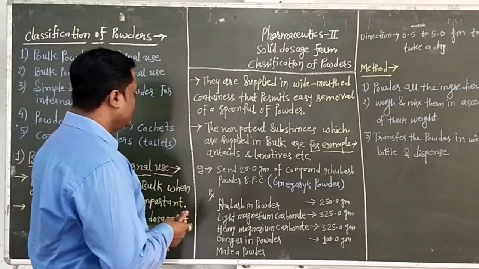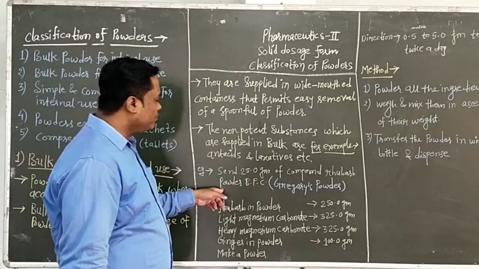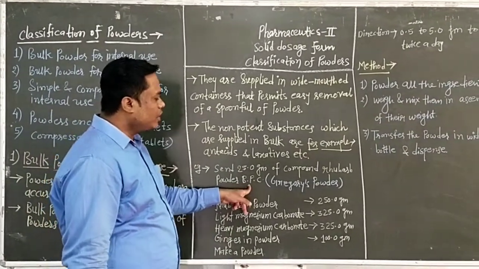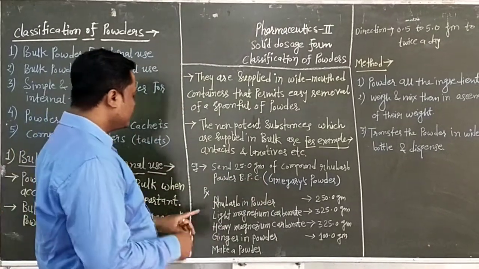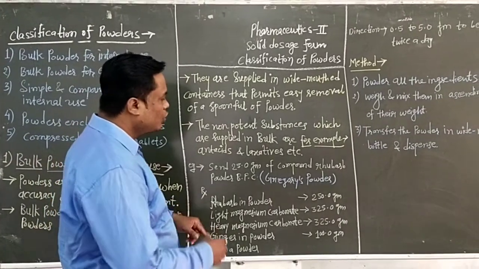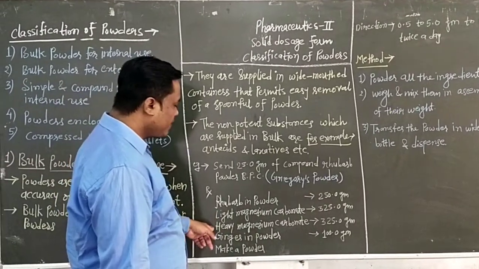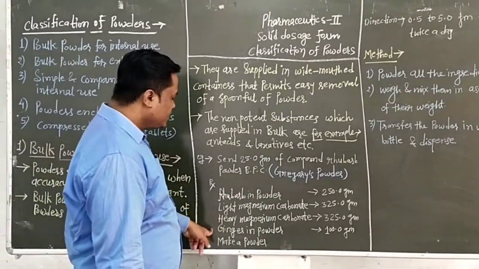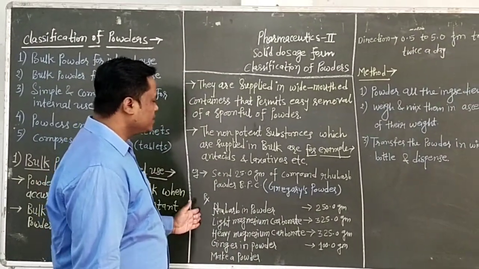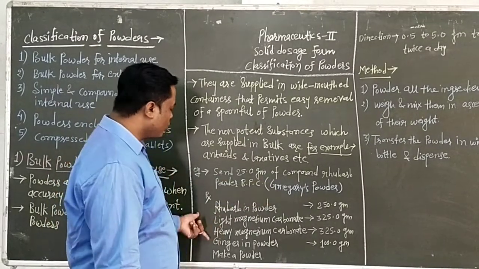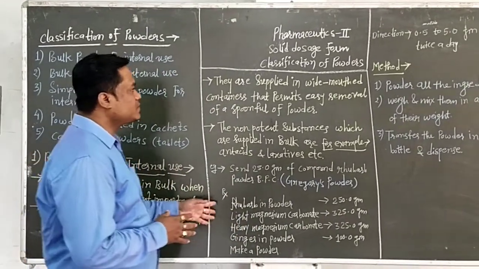Then we have to see one example: compound rhubarb powder BPC, also called Gregory's powder. See the prescription: rhubarb in powder 250 gram, light magnesium carbonate 325 gram, heavy magnesium carbonate 325 gram, ginger in powder up to 100 gram, and milk powder. This is also called Gregory's formula, or Gregory's powder.